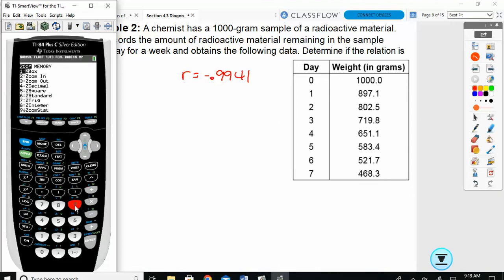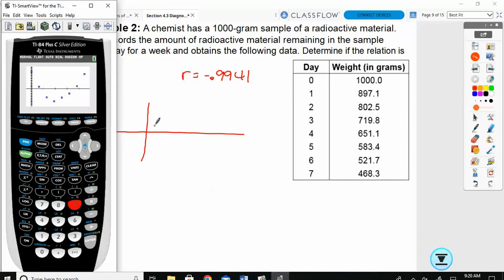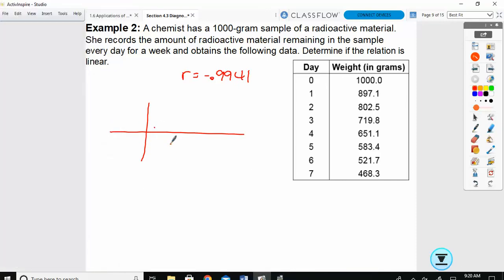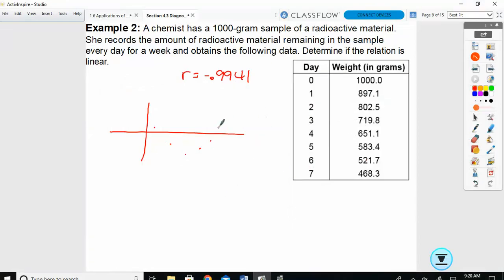So then if we go to zoom 9, I still have my plot 2 turned on. Let me turn that off. Okay, so here's my data. Does everybody get this residual plot? I will never make you do a residual plot by hand. If I ask you to do it on the calculator, then you would need to draw me a rough sketch of what it looked like, just so I know that you saw it. So something like that.